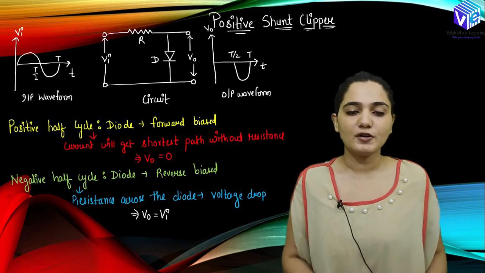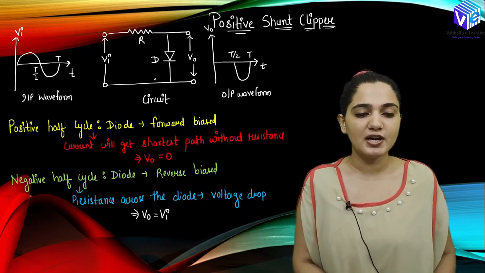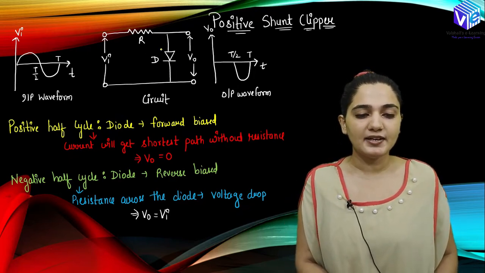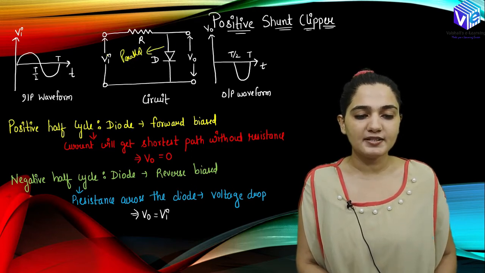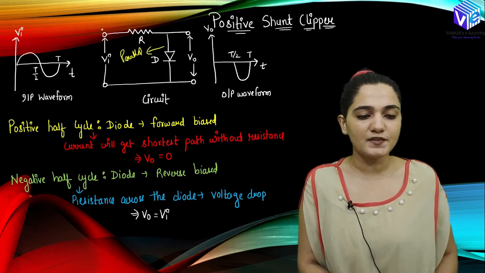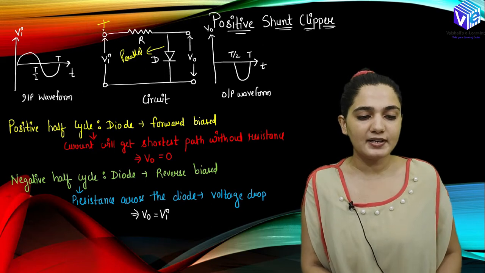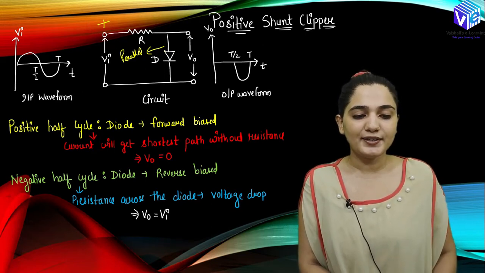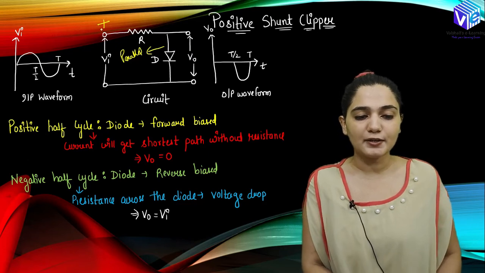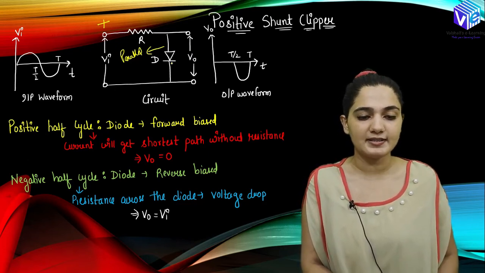Now moving on towards the positive shunt clipper. In the positive shunt clipper I will be placing the diode in parallel. You can see the diode is placed in parallel. This is my input voltage Vi, right? So when we have the positive half cycle, here we will be having the positive side of the battery. So when the positive side of the battery is connected over here, the diode's P side is connected to the positive side of the battery, and the diode will be forward biased in this case, right?